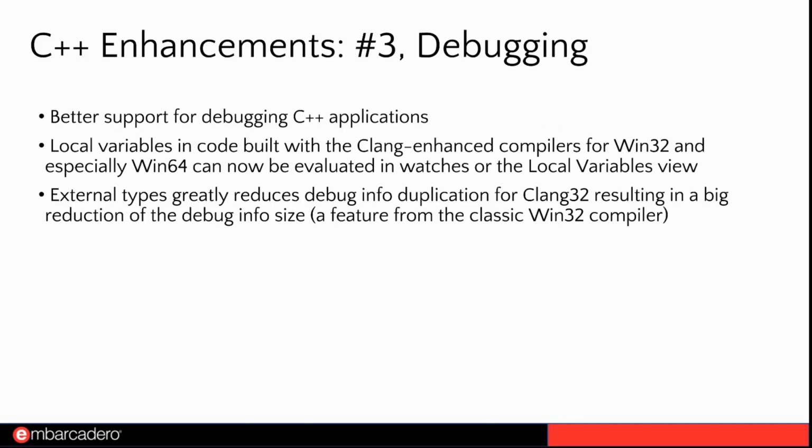The third area is debugging. So we have much better support for debugging C++ applications. One thing of note is that local variables in code built with the Clang-enhanced compilers for Win32 and especially Win64 can now be evaluated in watches or the local variables view. We've added a new feature from the classic Win32 compiler to the Clang Win32 compiler, external types, which greatly reduces debug info duplication and the size of the final debug output.